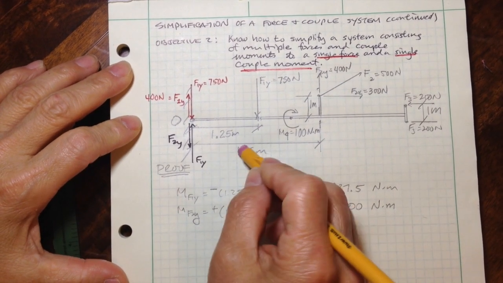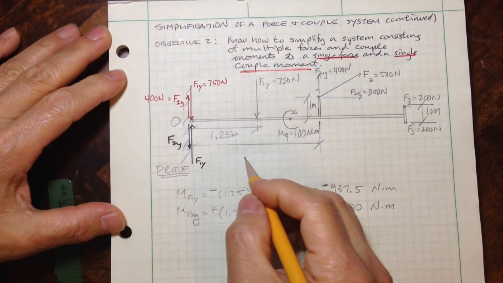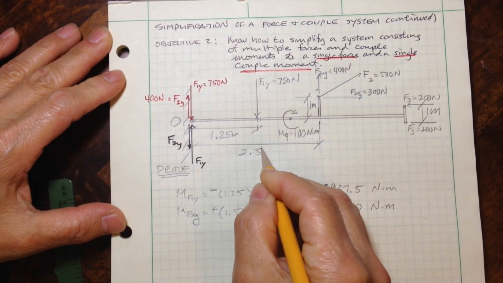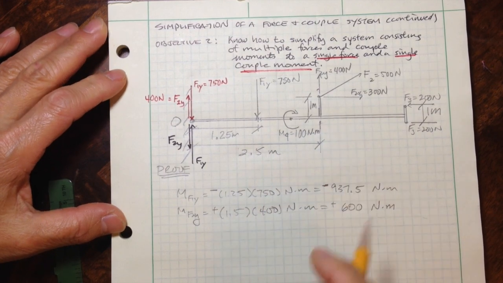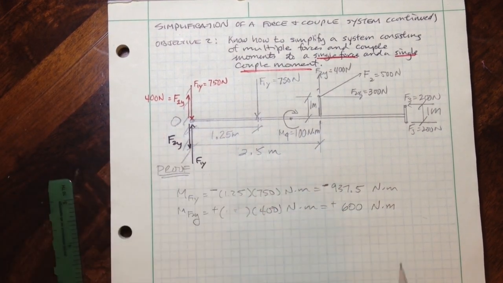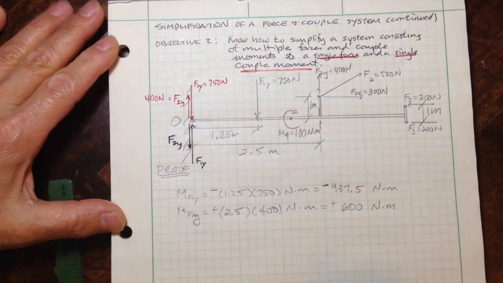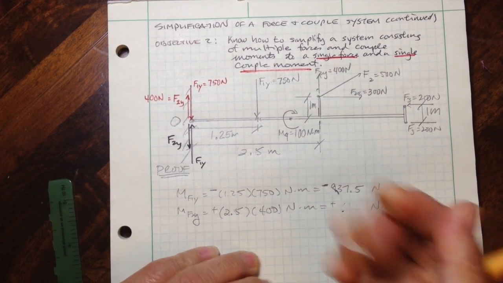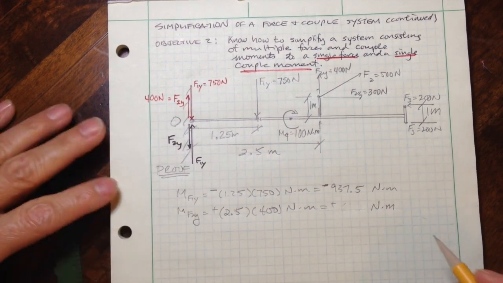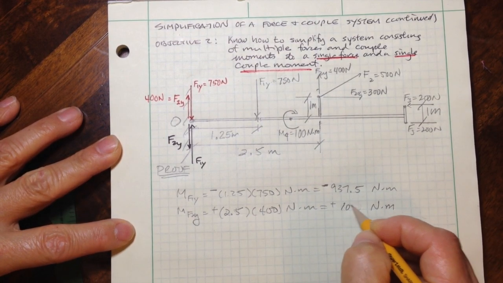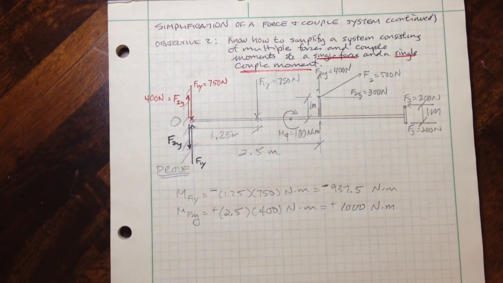You know what, I'm going to change this. This actually needs to be 2.5 meters. So this would make it 2.5 here, and that would calculate to be 1,000 Newton meters.